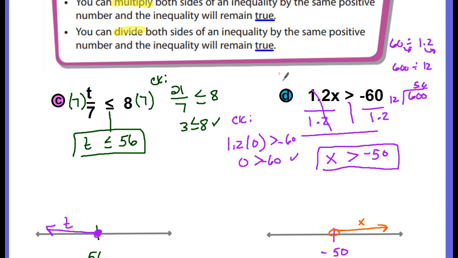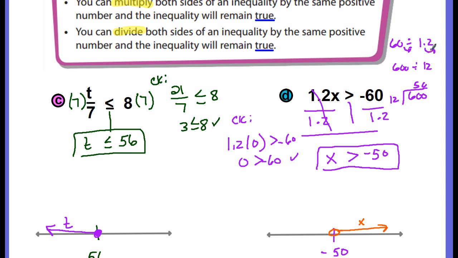Okay, for D, even though there's a decimal, you're doing the same process. This time, x is being multiplied by 1 2/10, so the inverse operation is to divide by 1 2/10. You divide both sides. This is where it gets tricky, and you have to remember what we learned first semester. We're doing 60 divided by 1 2/10. 1 2/10 is the divisor. You cannot have a decimal divisor. You have to move that decimal point and keep moving it until it turns into a whole number. In this case, we just needed to move it one time, and it turned into 12.